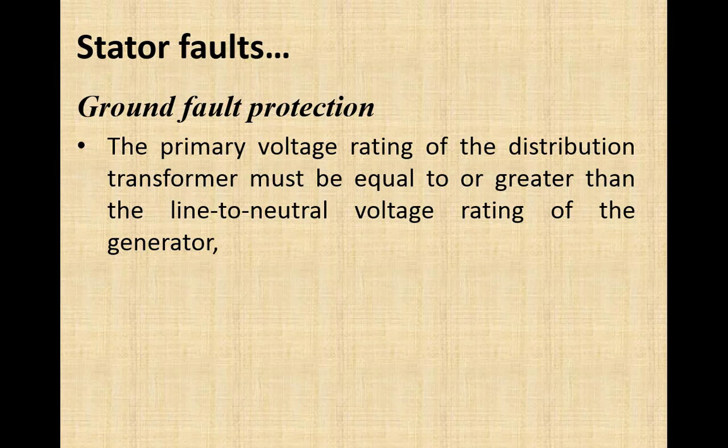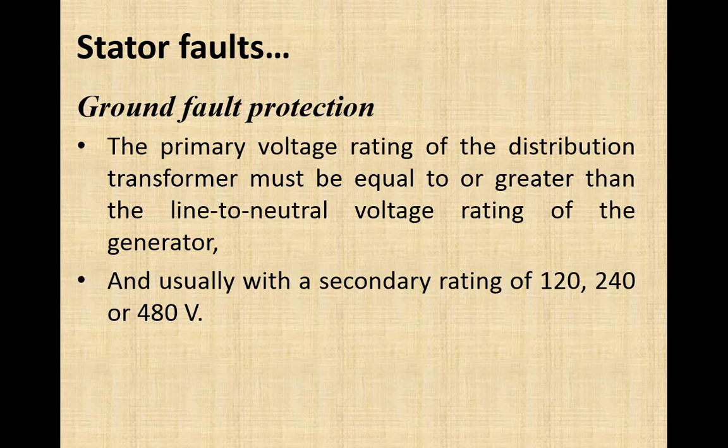The primary voltage rating of that distribution transformer that we insert between neutral and ground must be equal or greater than the line to neutral voltage of the generator. And for the secondary voltage level, these are the three standard secondary voltages: 120, 240 or 480. Secondary can be rated on any of these three voltages, but primary should be greater than the line to neutral voltage of the generator.